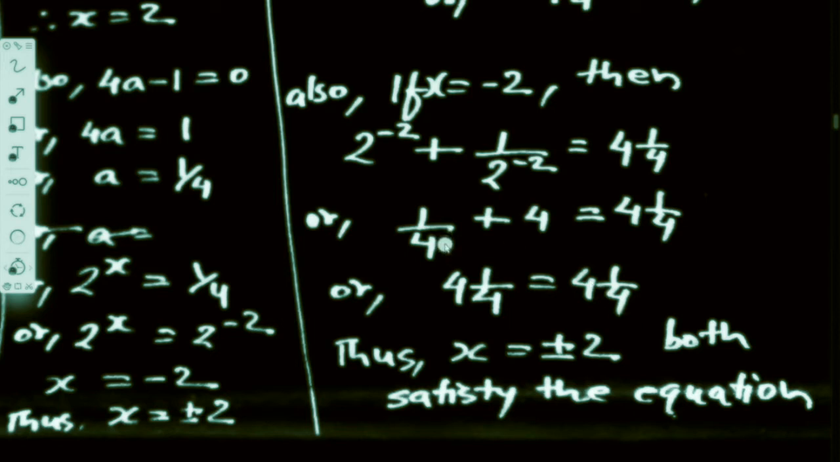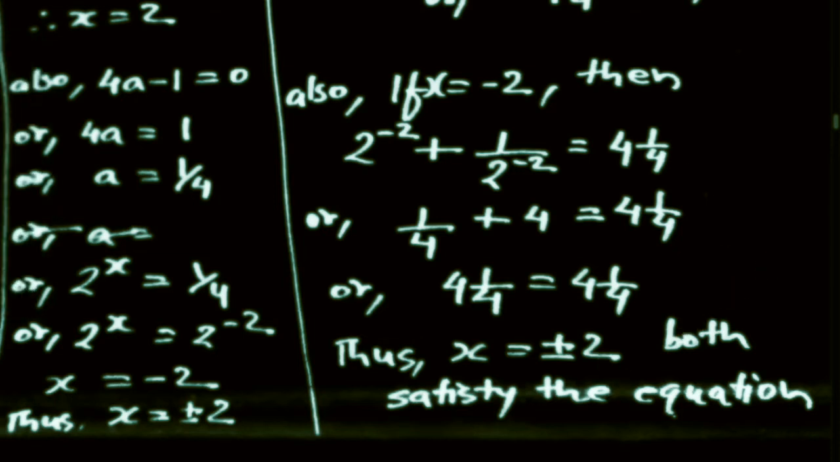Here, 1 by 4 plus 4 is 4, 1 by 4, and 4, 1 by 4 is the same. Both are the same. So thus x equals plus minus 2 both satisfy the equation. These plus minus 2 values of x both satisfy our equation, so both are our answer. In this way, we got the value of x in the equation.